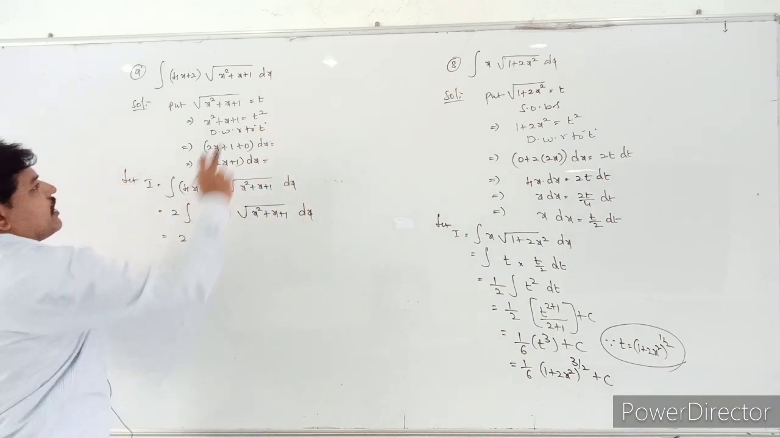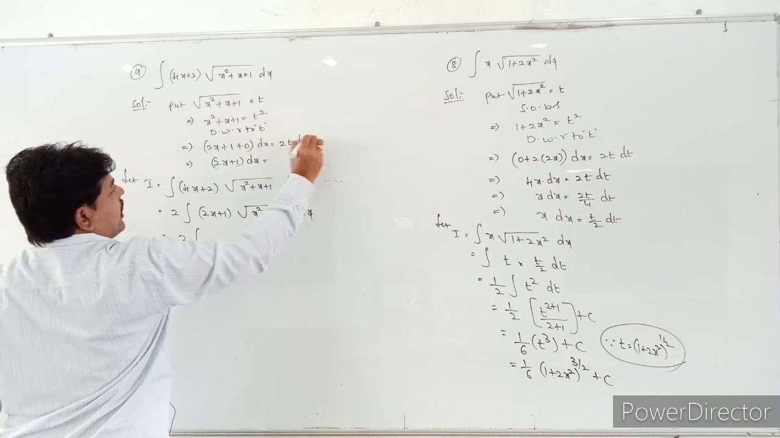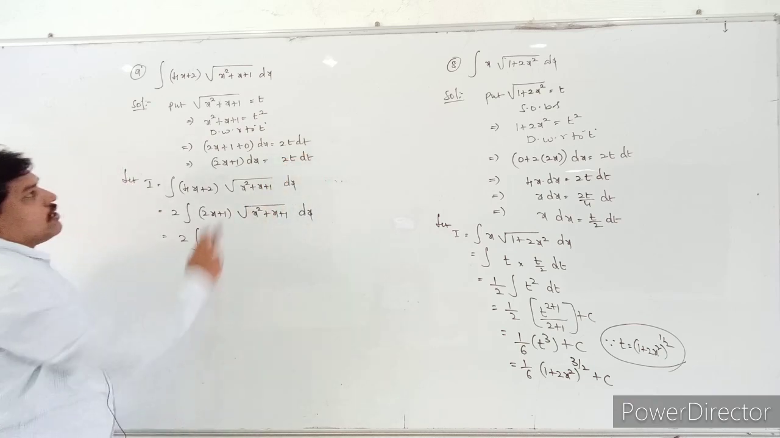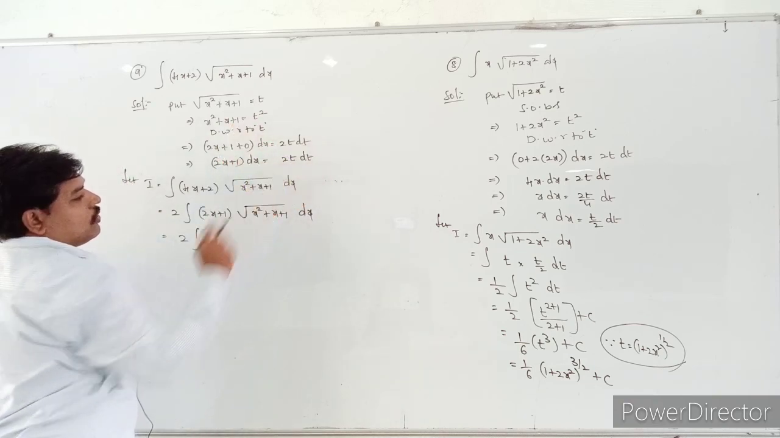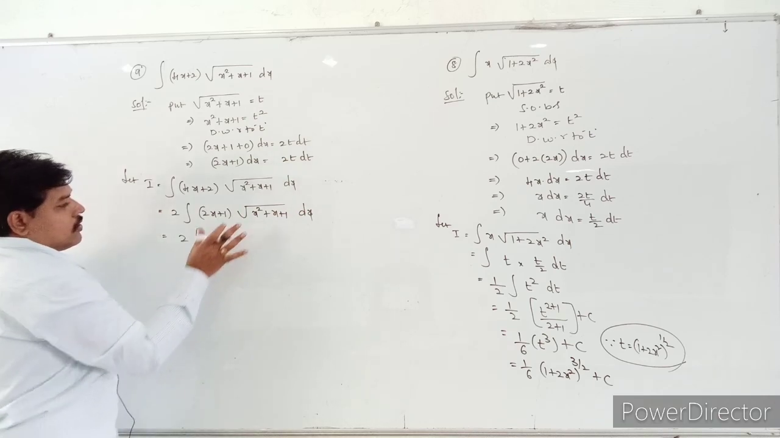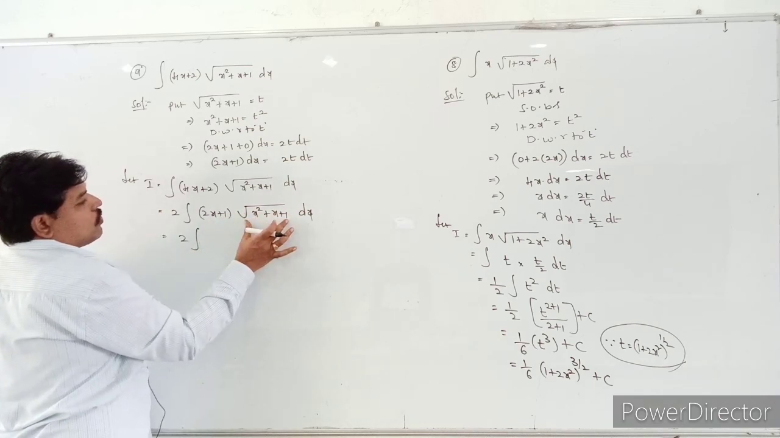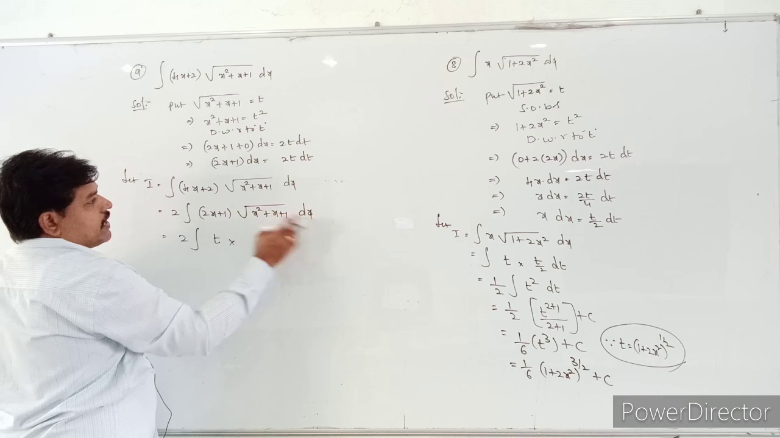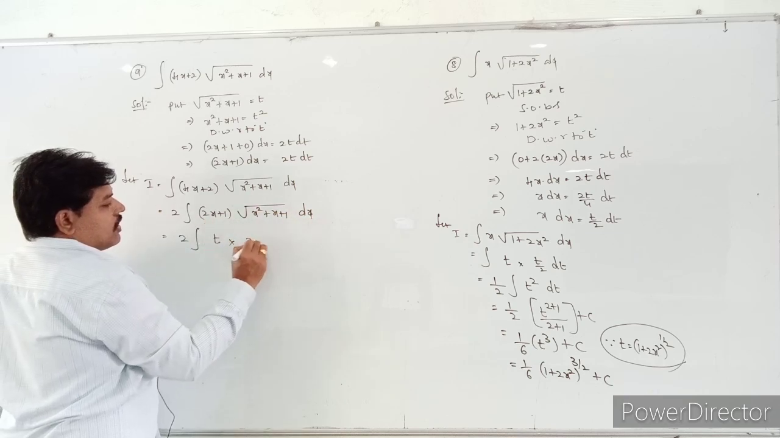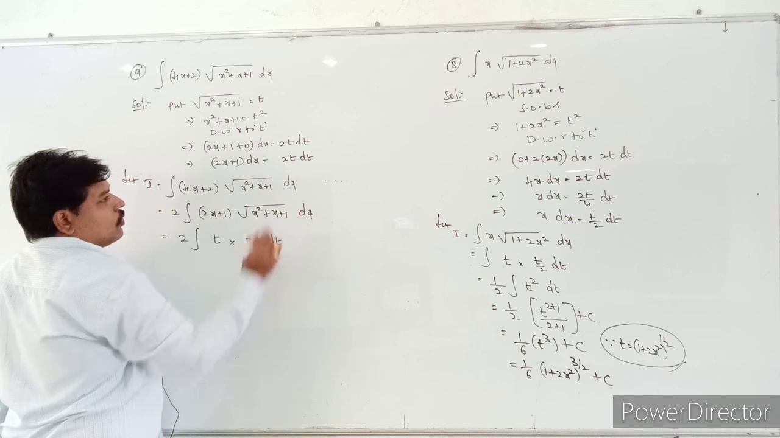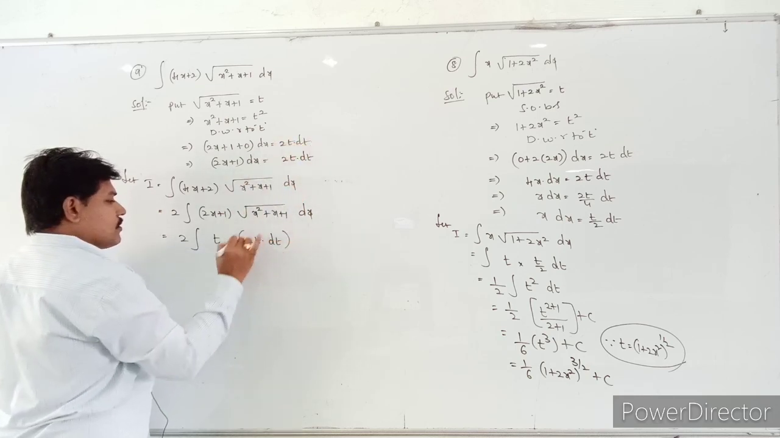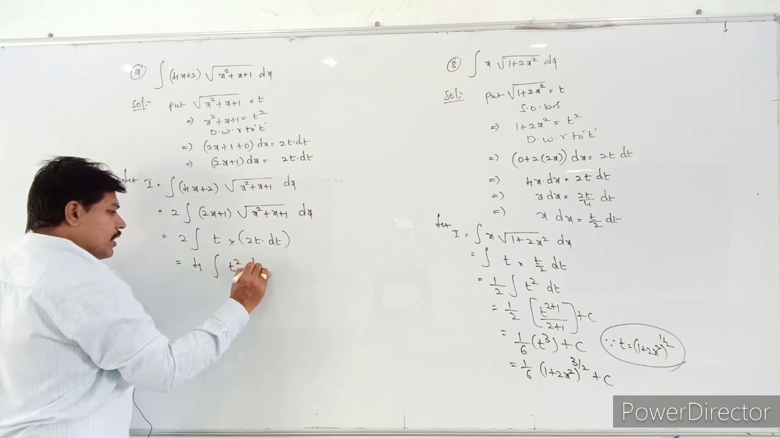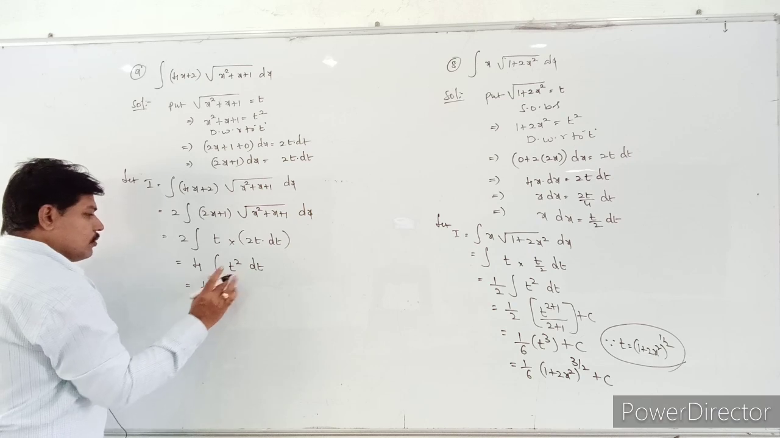t square derivative is 2t into dt actually. So I will substitute that value here. Root of x square plus x plus 1 value is t, into 2x plus 1 into dx. 2x plus 1 into dx is nothing but 2t into dt. So what happens? That is equal to 2 into 2, it is 4 integral of t square into dt.